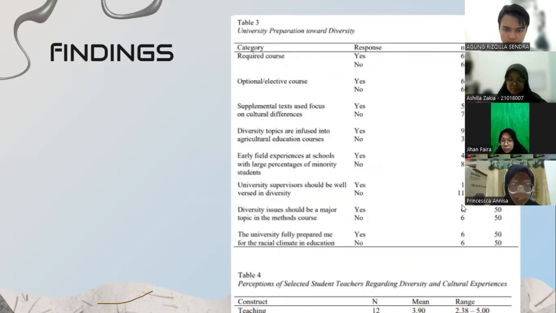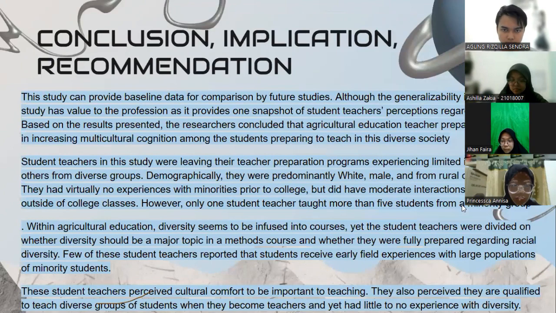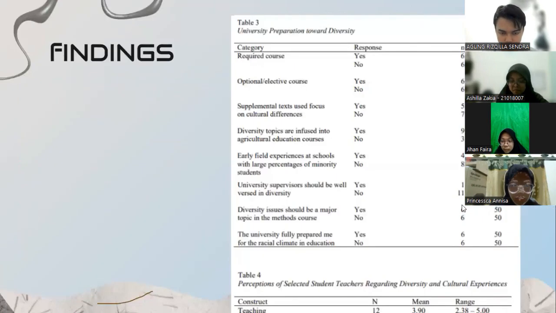Next. Table 3 shows the student teachers' responses regarding university preparation toward diversity. And table 4 shows the perception of the student teachers regarding diversity.